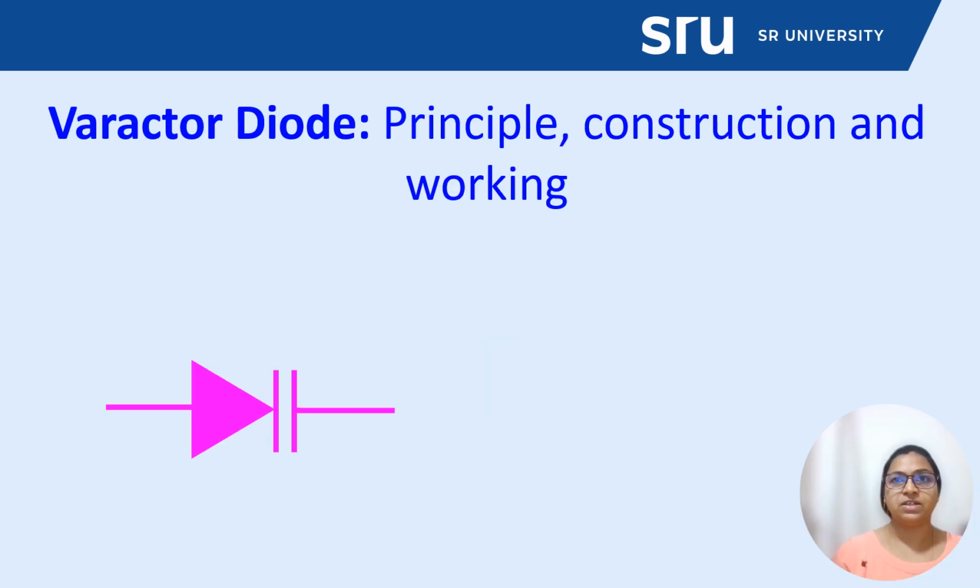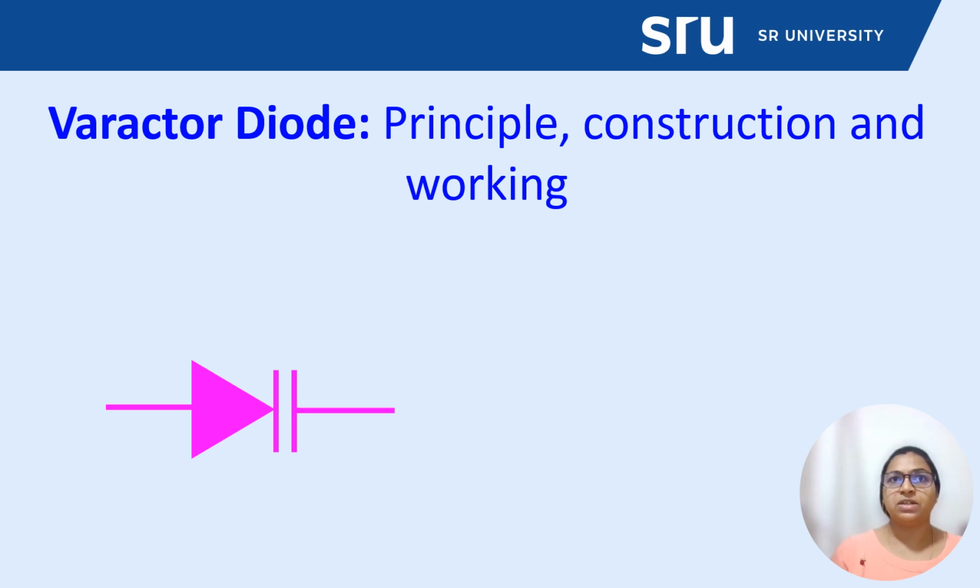So let us first start with the diode series. First is the Varactor diode. We'll be focusing on the principle, construction, and working of this Varactor diode. These diodes, Varactor, PIN, and Avalanche, are very special types of diodes for particular applications. What changes in the structure and materials result in different behavior, and why and where they are used, will be the focus of this lecture.